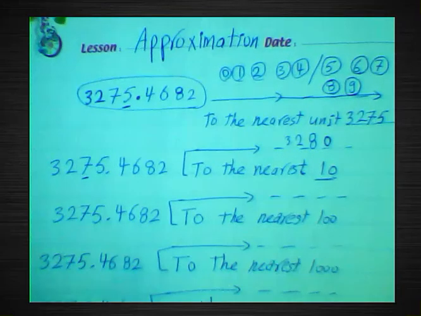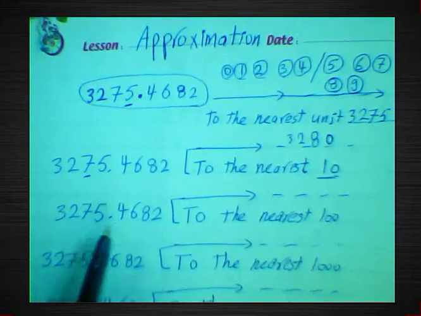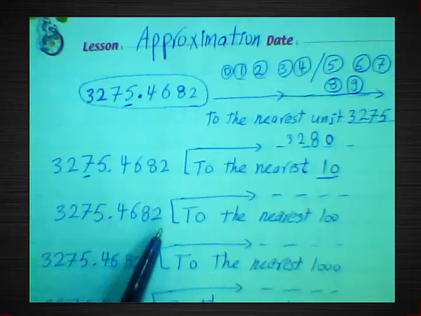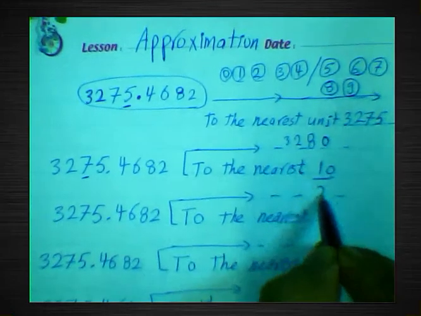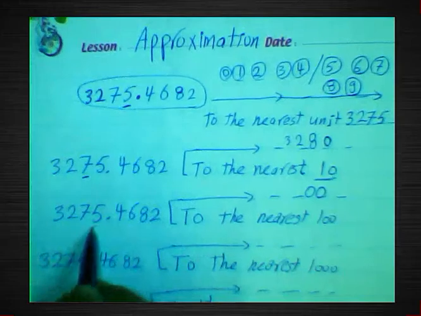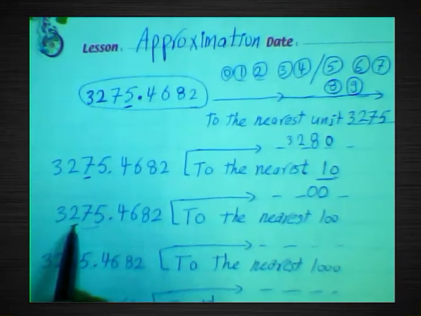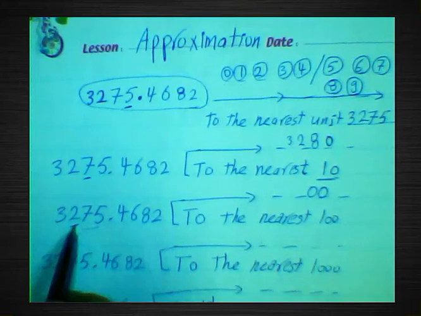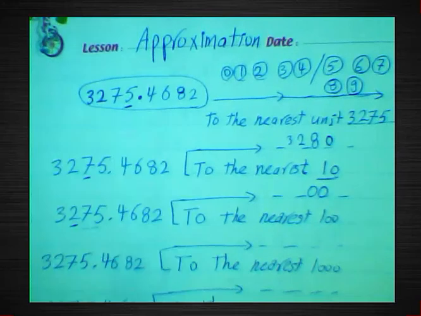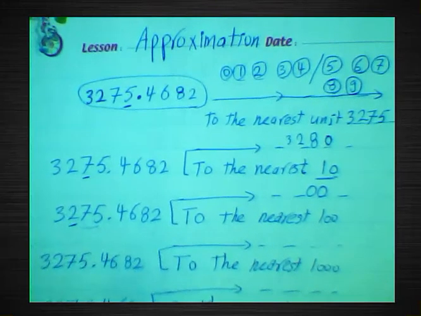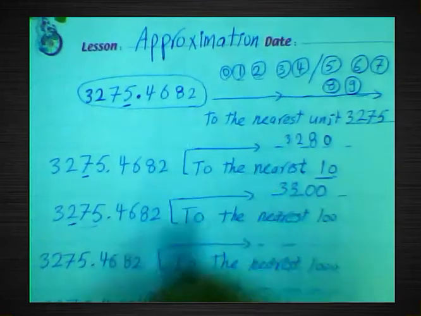And what if your teacher gives you the example 3275.4682 and he wants to find the result to the nearest 100? To the nearest 100 we will write here double 0. Where is the number in 100? 100 is 2. Okay, we will look at the right hand side, 7, more than 5. Yes, it's a rich number, it can give 1 to 2, it will be 3, and we write 3 here.